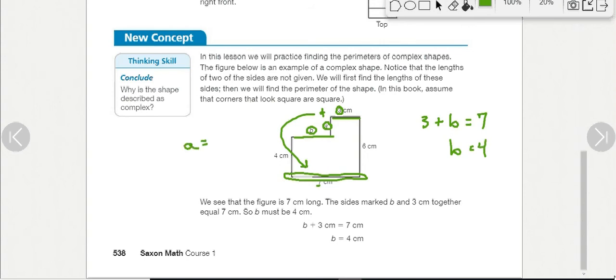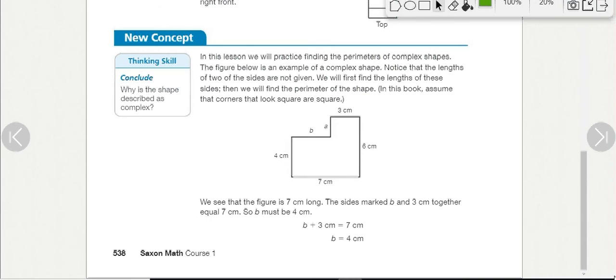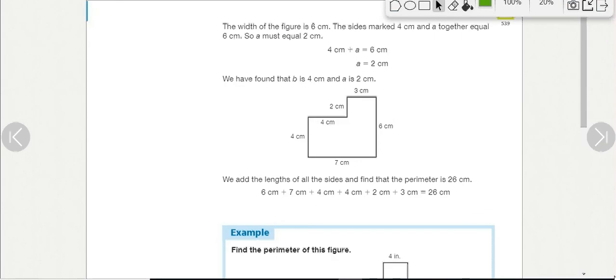How about A? What do we know before we can solve for this one? Well, the other vertical line is the 4. 4 plus A is 6. So A is 2. Let's see how we did. Looks good.